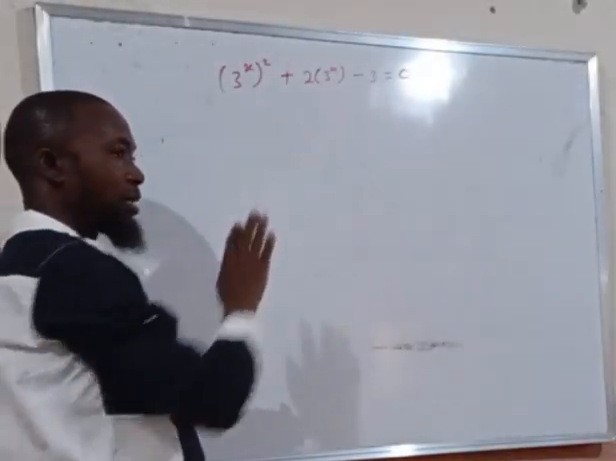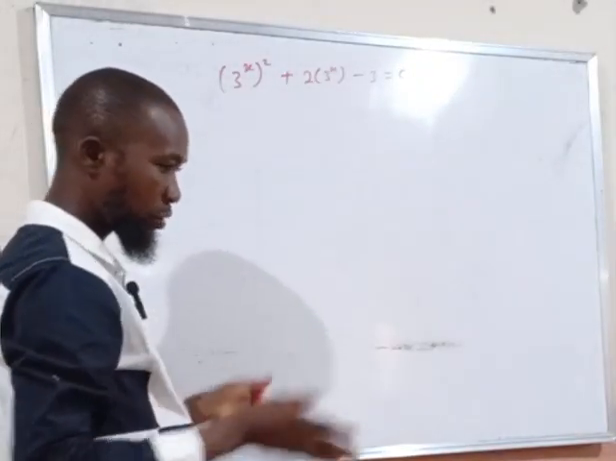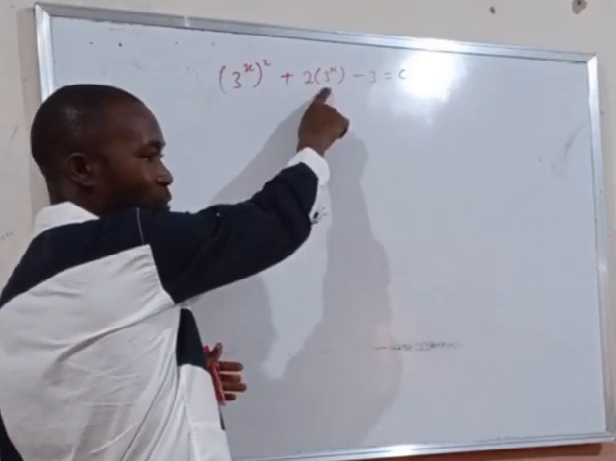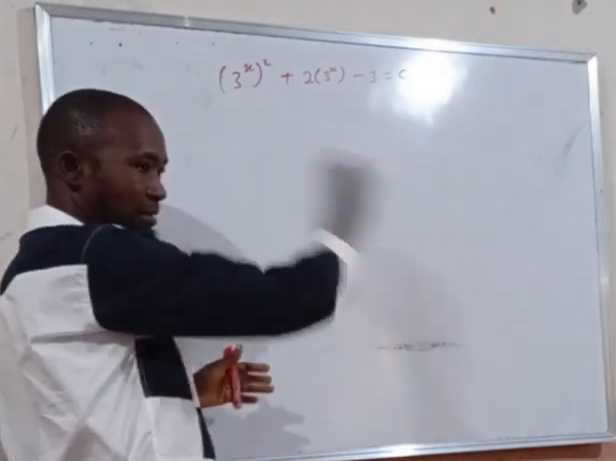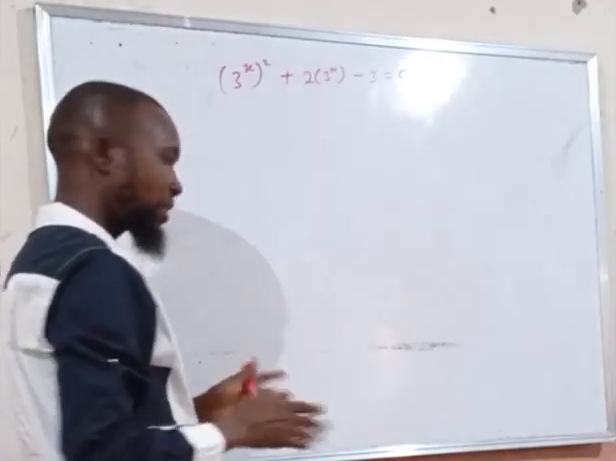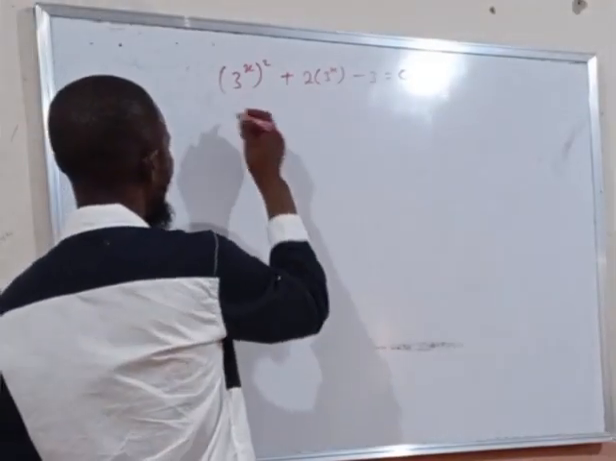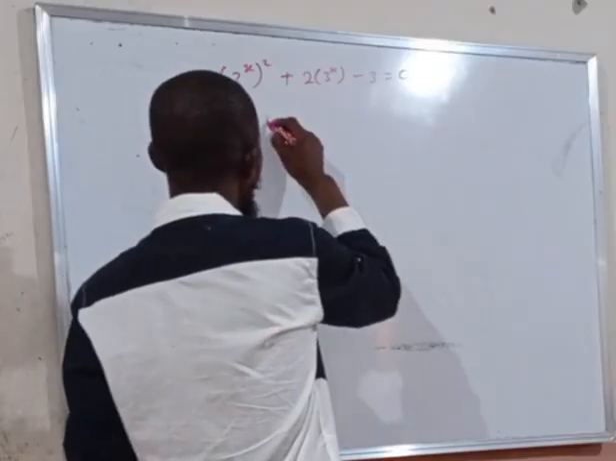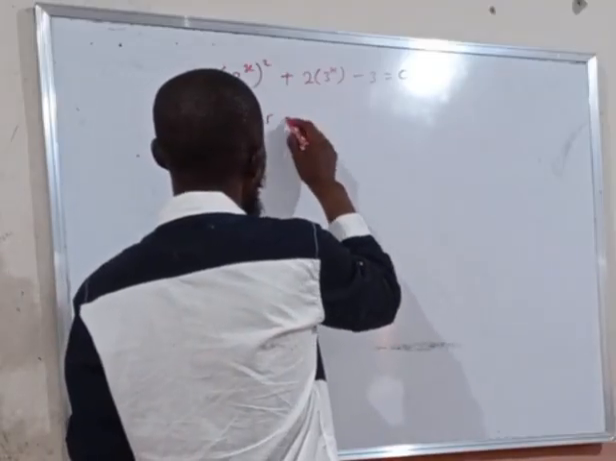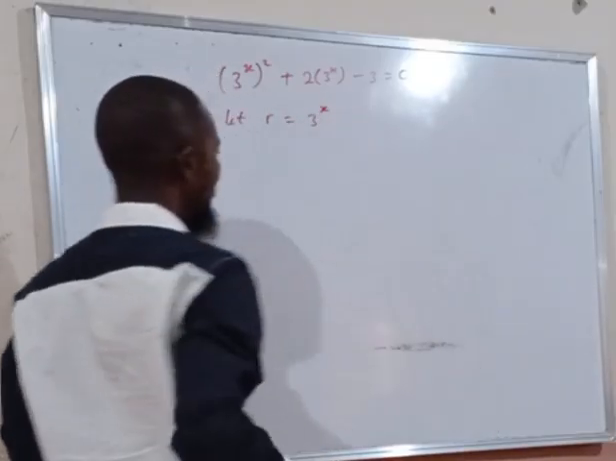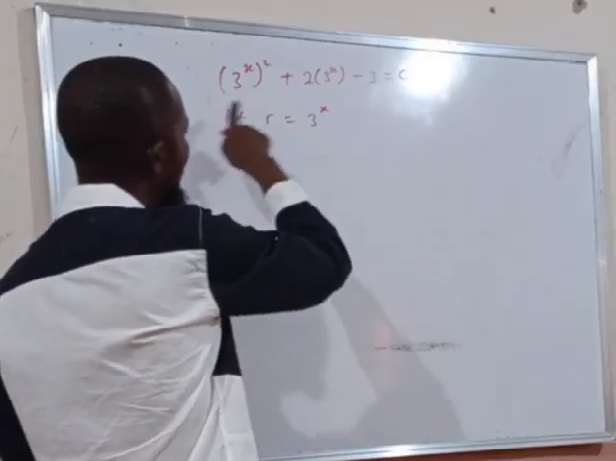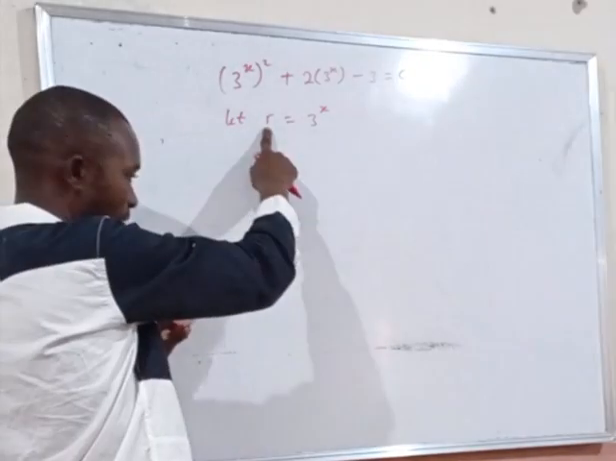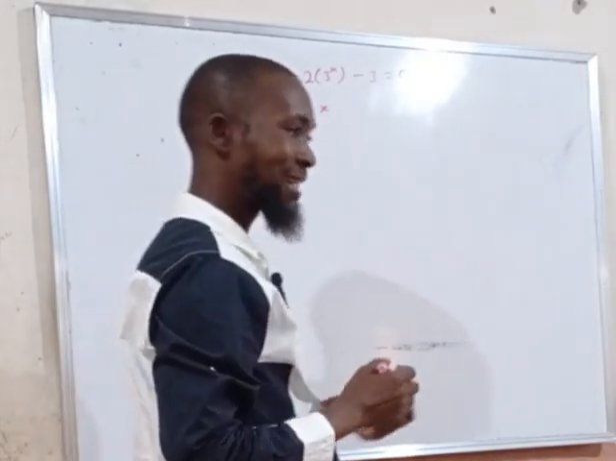But if it is not like this, there will be need for us to do what? Some adjustment. Since the index number I have here is the same thing as what I have here, then I can give it a name, right? So that we can now say, let R be equal to 3 raised to power x. Meaning that anywhere I see 3 raised to power x, I will identify it as R.